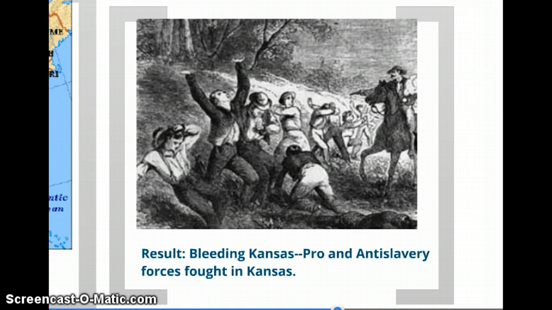The newspapers labeled this fighting Bleeding Kansas, and this is the first time we're going to have blood shed over the issue of slavery. It won't be the last.